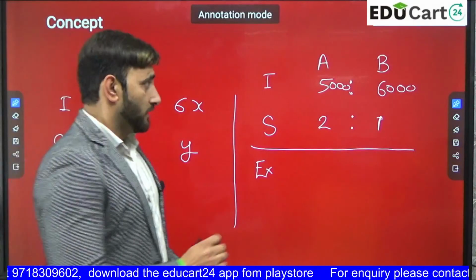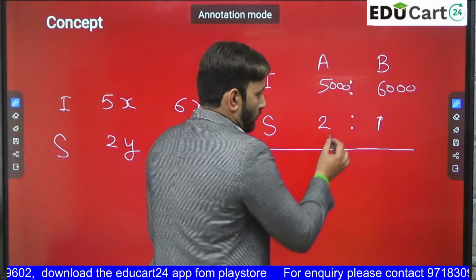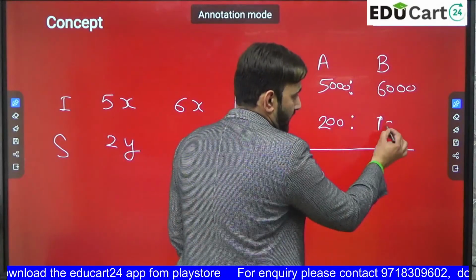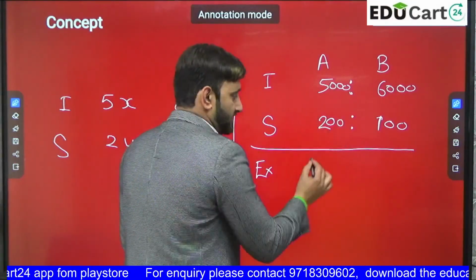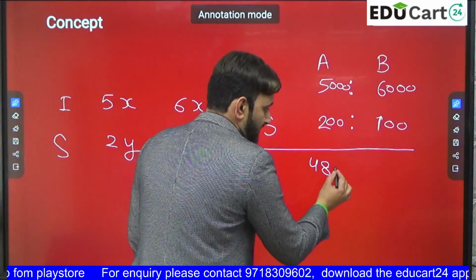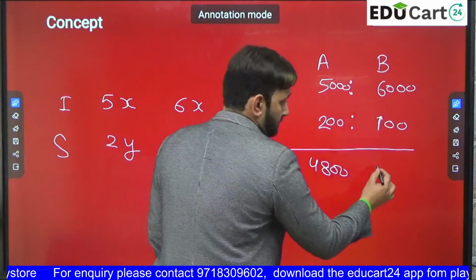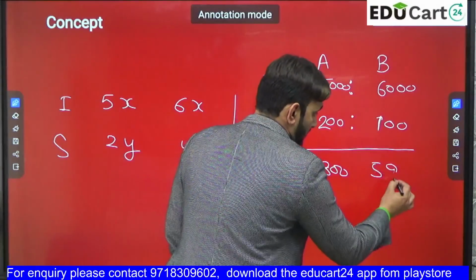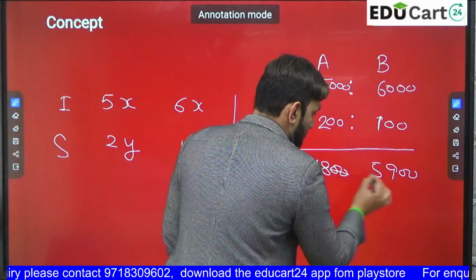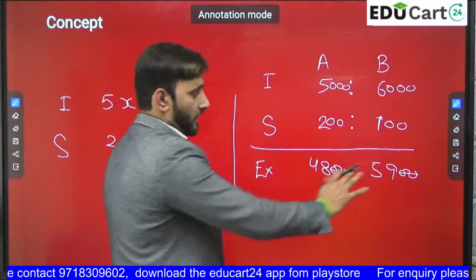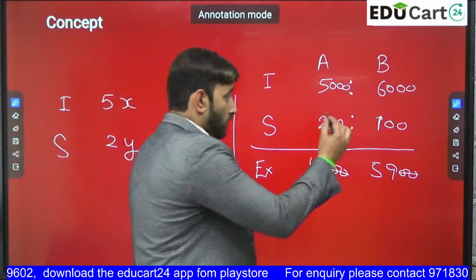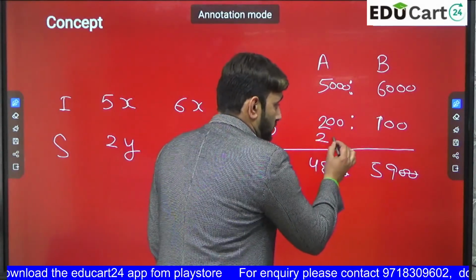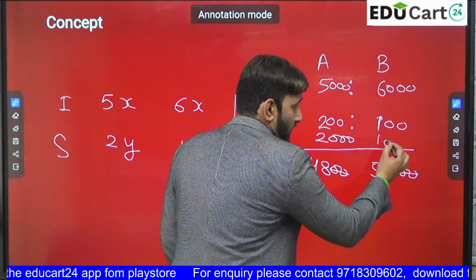Think about it. 5,000, 6,000. What will happen if the savings are 200 and 100? Out of 5,000, 200 is saved, so expenditure is 4,800. Here expenditure is 5,900 rupees. So this ratio comes out to be 48:59. Clear?